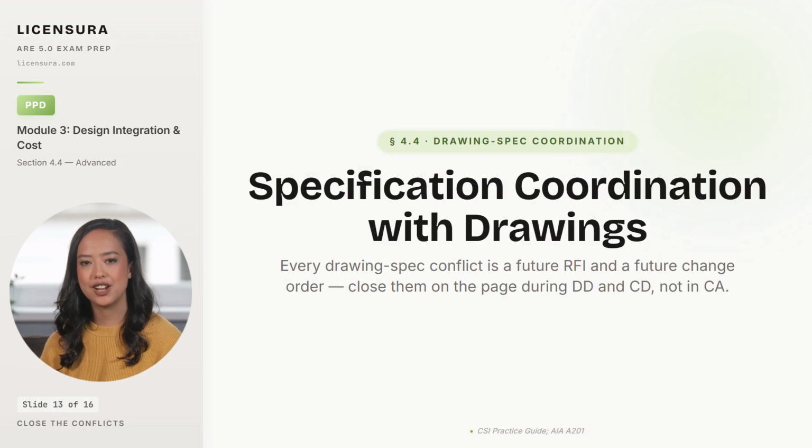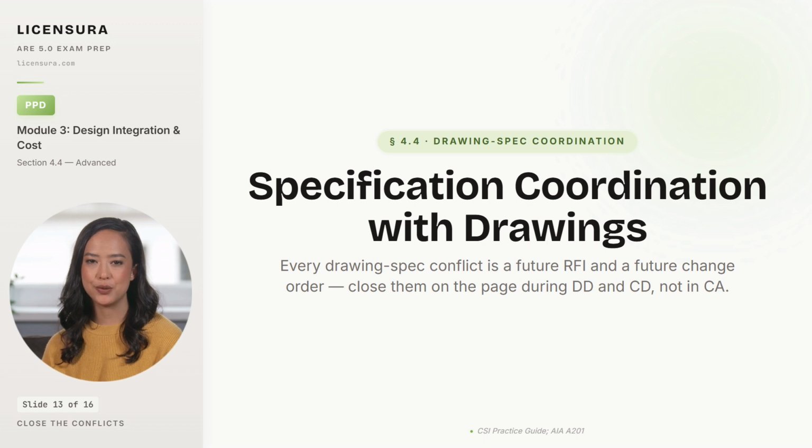Specification drawing coordination is one of the most error-prone areas of construction documentation, and almost every architect who has been sued over a documentation defect was sued over a coordination gap rather than a design error. Conflicts between drawings and specifications generate RFIs, change orders, and disputes during construction administration, and the architect has to interpret each one without the documents in their favor.